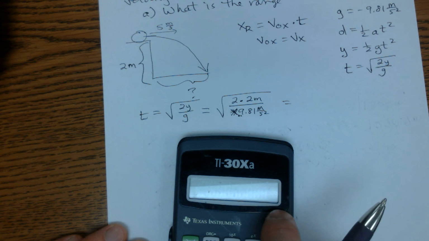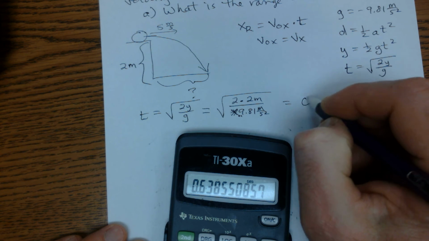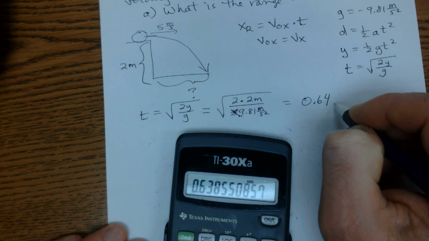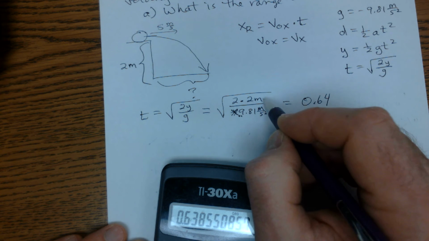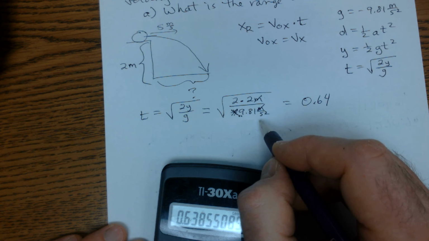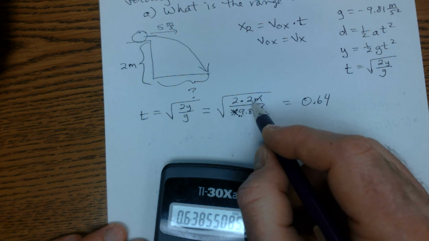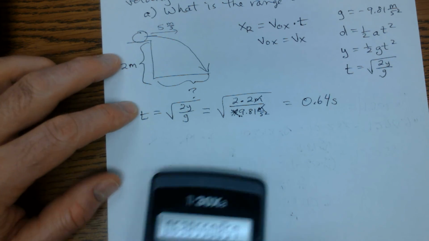So I'll end up with 4 divided by 9.81. I'm going to take the square root of that, and I get 0.64. And then underneath the bracket here, meters divided by meters per second, those meters go away. I have the inverse of 1 over second squared, which is seconds squared. And I take the square root of that, and I get seconds. So it takes 0.64 seconds to hit the ground.